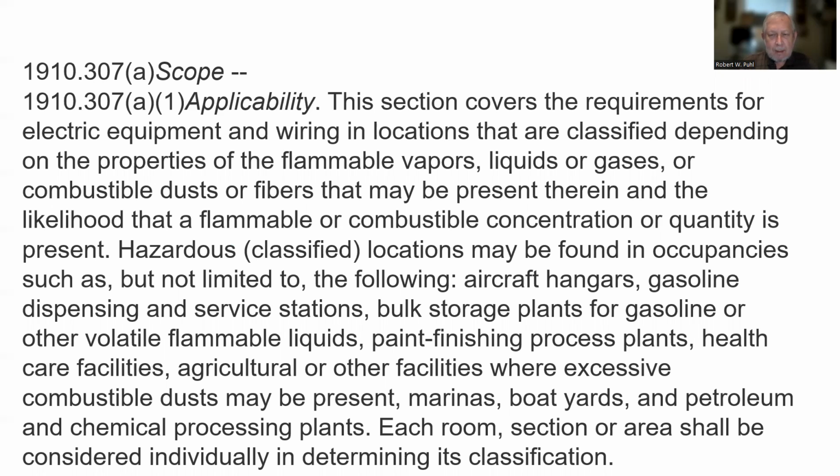Hazardous classified locations may be found in occupancies such as, but not limited to, the following: aircraft hangars, gasoline dispensing and service stations, bulk storage plants for gasoline or other volatile flammable liquids, paint finishing process plants, healthcare facilities, agricultural or other facilities where excessive combustible dust may be present, marinas, boatyards, and petroleum and chemical processing plants. Each room, section, or area shall be considered individually in determining its classification. So that's what this one's all about.